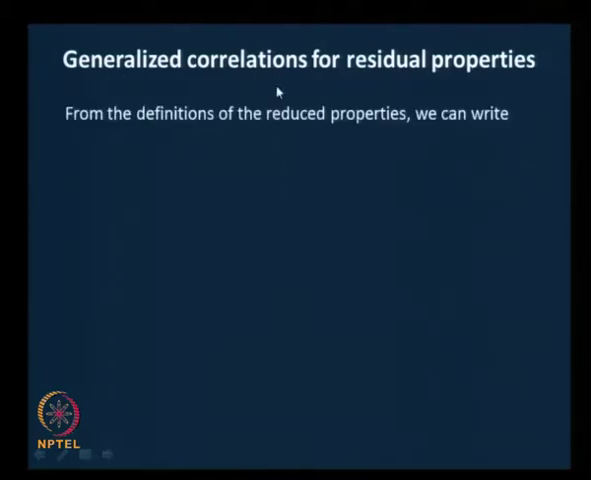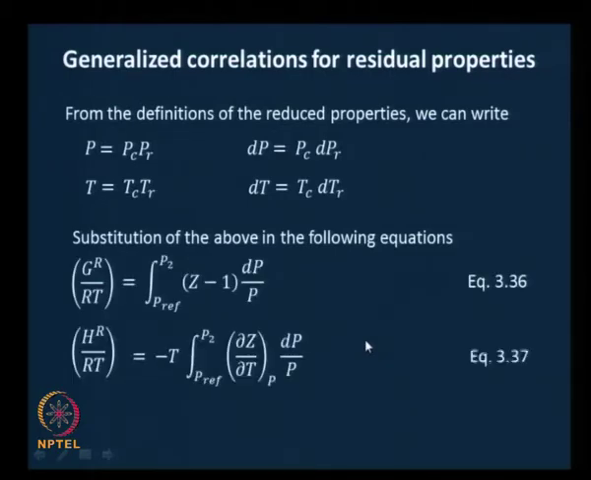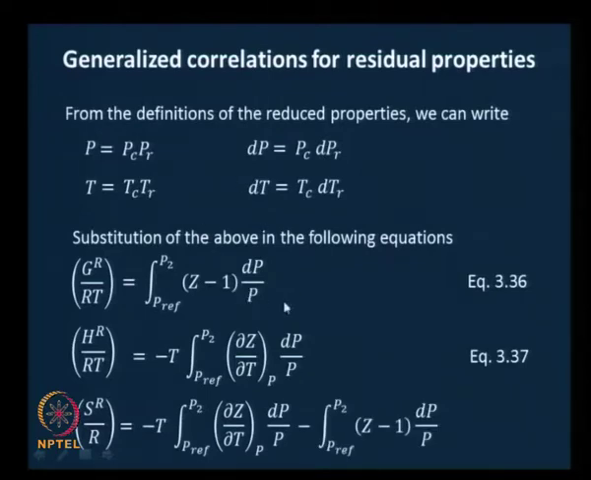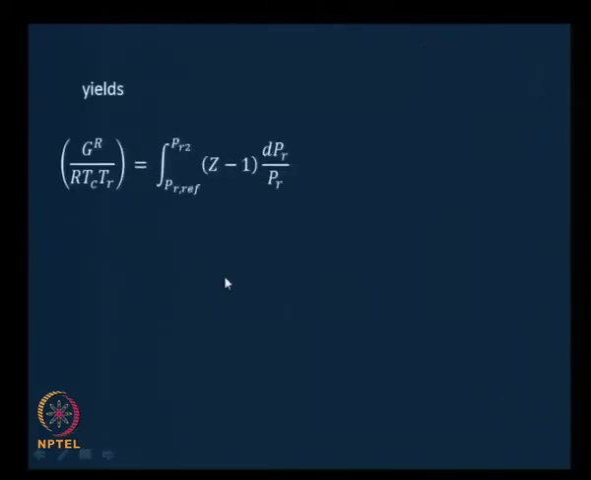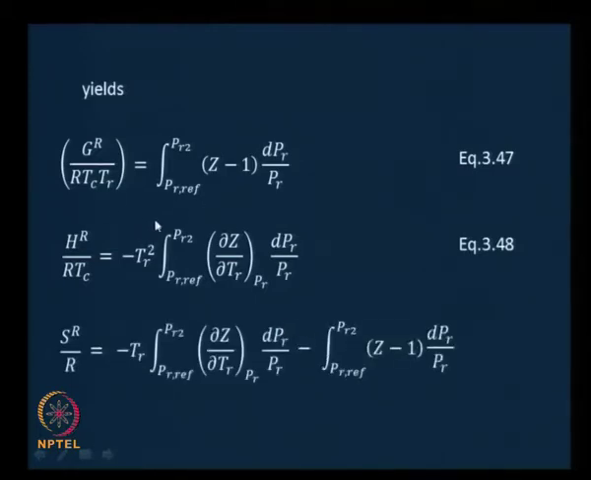Then you have a generalized correlation based on residual properties. To do that, we recognize that P equals Pc times Pr, and therefore dP equals Pc times dPr. You can do the same thing for temperature, and if you substitute these in the residual value expressions that we derived and showed in the previous slide, you get the generalized correlations in terms of the residual values. So the same form, but in terms of the residual properties.